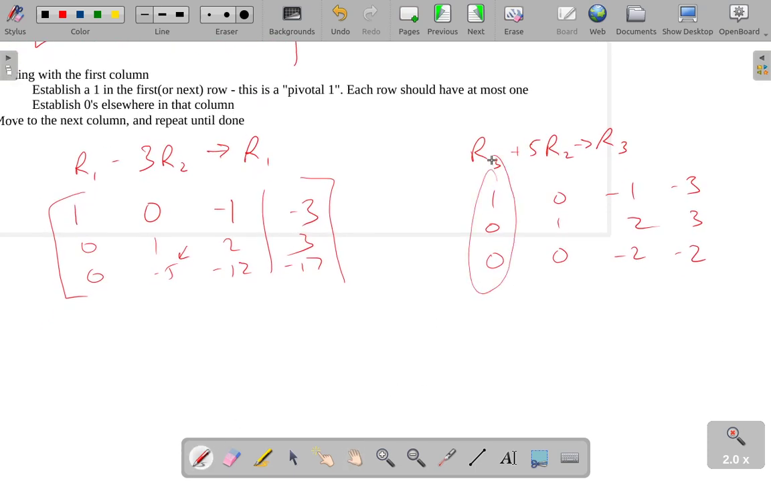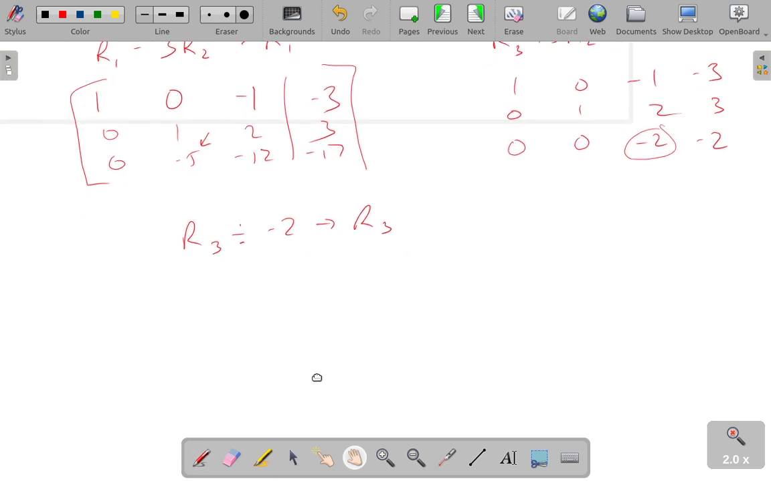So now I've created that row and that row. You can see those are shaping up. The next thing I would want to do is make this into that pivotal one. These are called pivotal ones. So I'm going to divide through this row by -2, because -2 divided by -2 will make that into a 1. So R3 divided by -2 becomes R3. This will give me 1, 0, -1, -3, 0, 1, 2, 3, 0, 0, 1, 1.